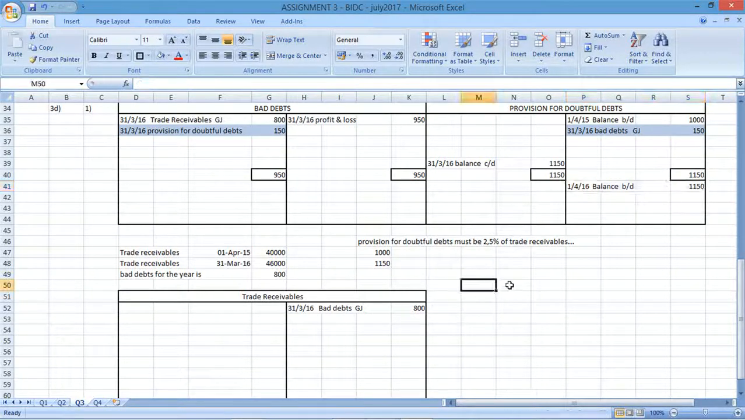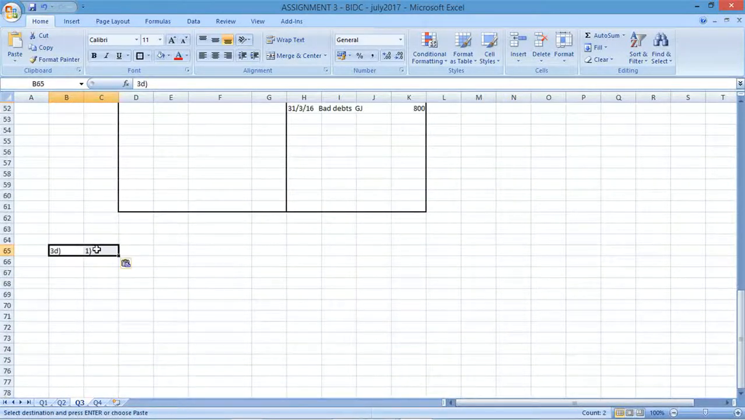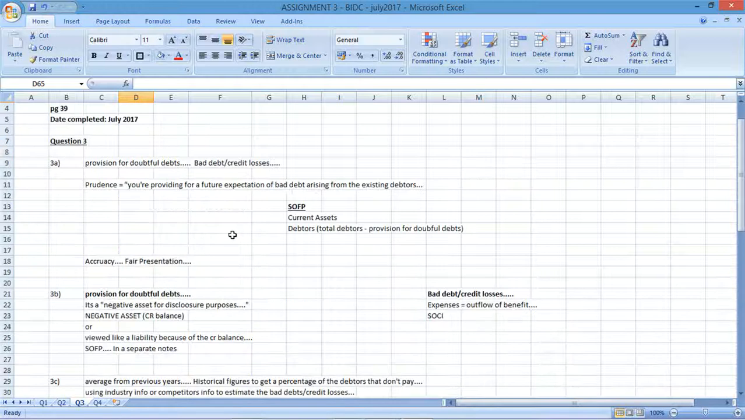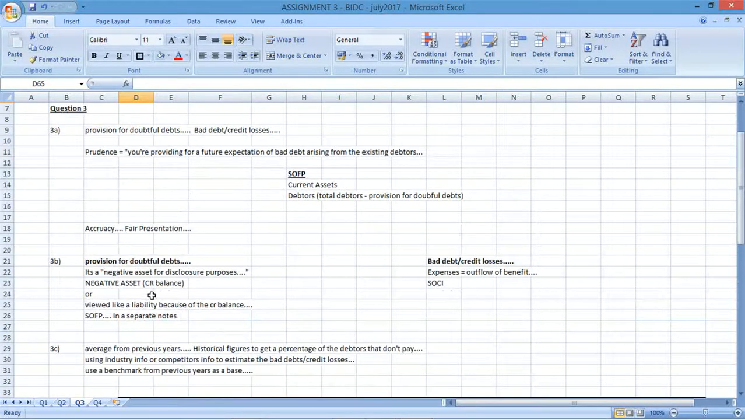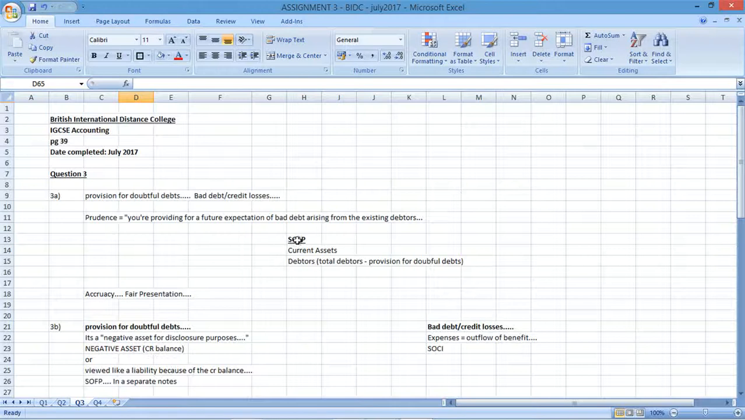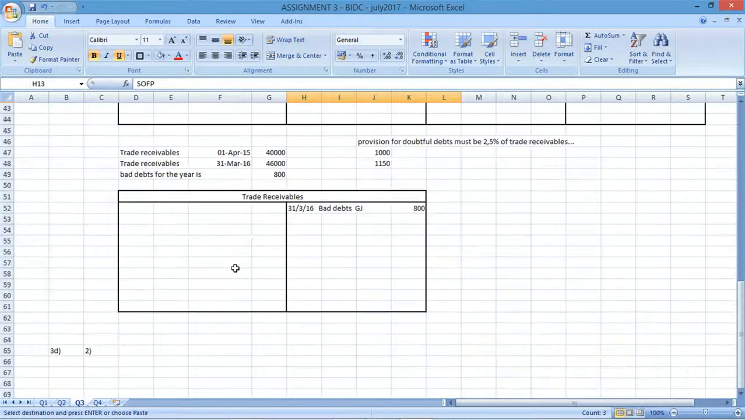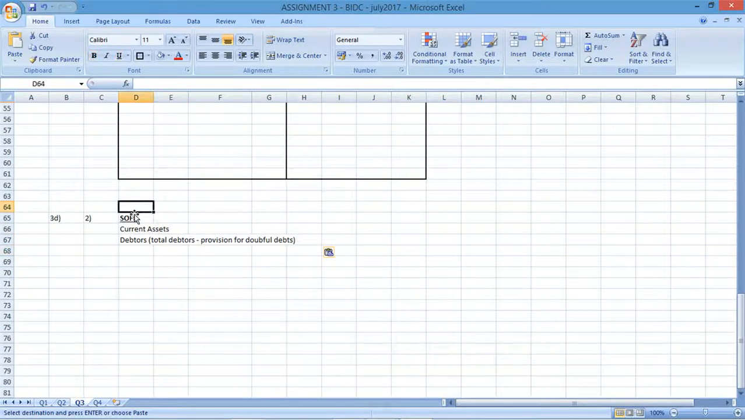Perfect. Okay, so this is 3D2. Extract. Okay, we had that earlier. Let's get that. Where was it? Yeah, statement of financial position. Fine. Yeah, debtors. We need that. Alright, this is an extract of the statement of financial position.